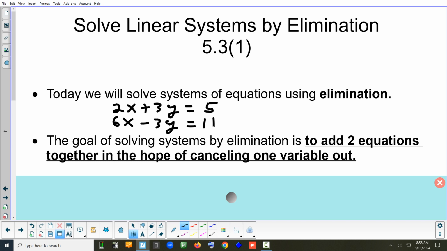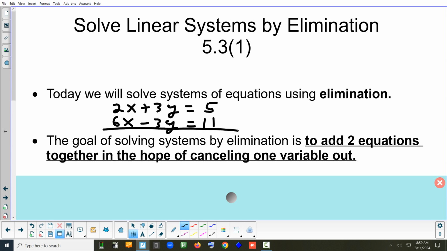Okay, so first, let's look at these equations. Are the x's lined up in the first column? Yes. Are the y's lined up in the second column? Yep. And on the other side of the equal sign, is it just numbers? Yes. So let's add these two equations together and see what happens.